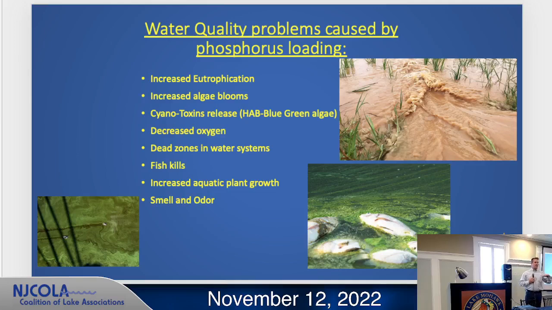Okay. Let me ask you real quick: how many people are here from POAs, from lake associations? Okay. Anybody from condo associations or anything like that? Or reservoirs? All right. Okay. So I'll just kind of focus in on there.